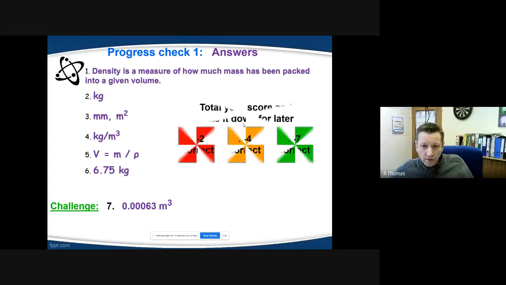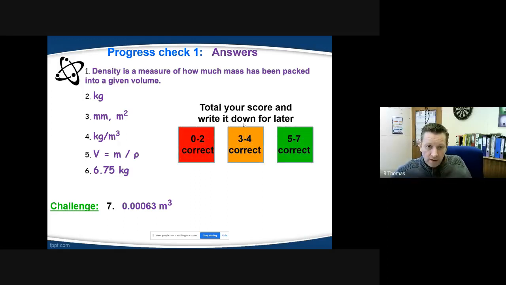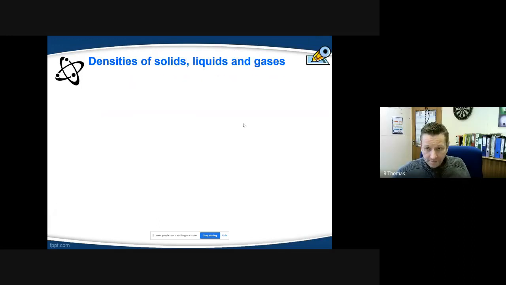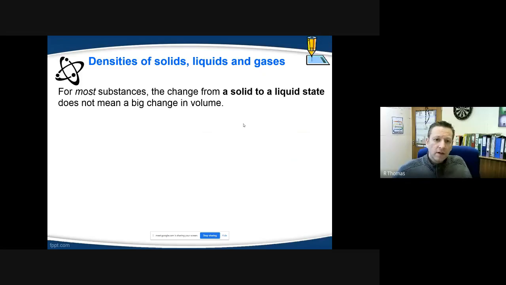Okay, let's move on. Oh, yeah, write down how many you had right out of those 7. You're going to need it for later, right? It's going to determine what work you do at the end of this lesson. So give yourself a total score out of those 7 and just jot it down somewhere. Fab. Right, let's keep talking then.